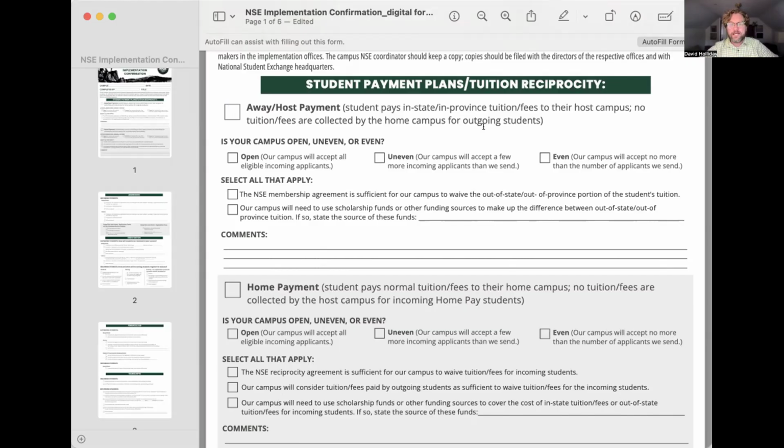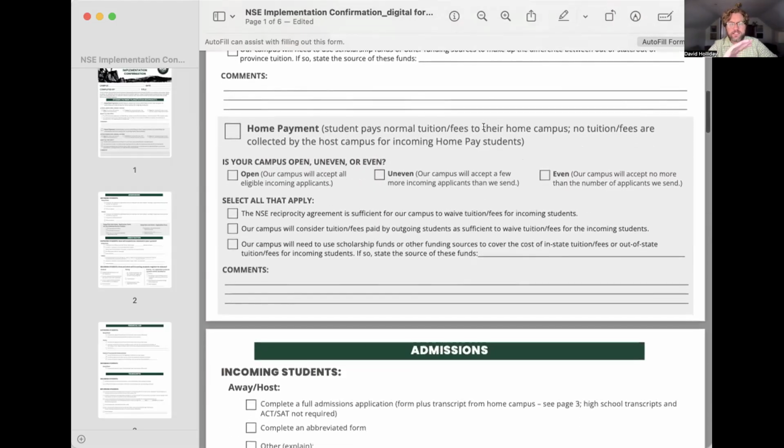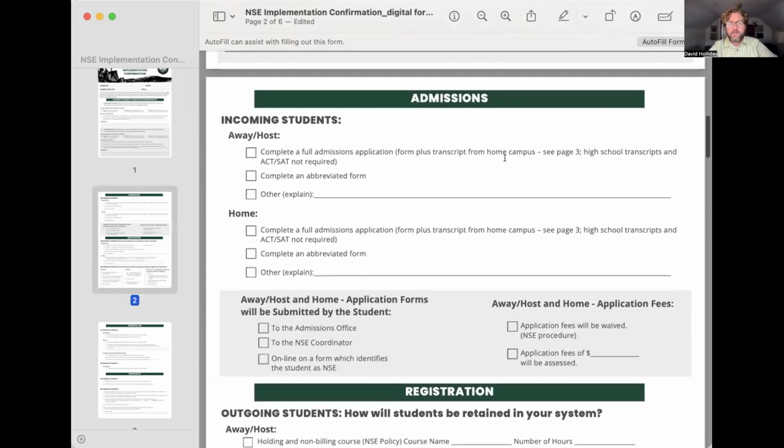And that has been a barrier in the past, but NSE actually encourages flexibility. Those campuses that can only accept on home pay, we actually do allow and encourage you to send outbound on both tuition plans, home payment and away payment. Okay, and as I said, stop me if you want to talk about anything a little bit further, if anything that I'm saying is confusing.